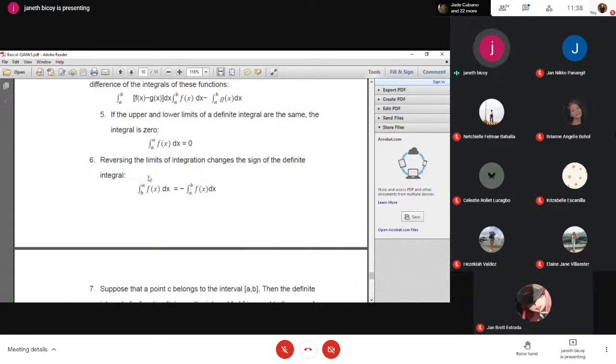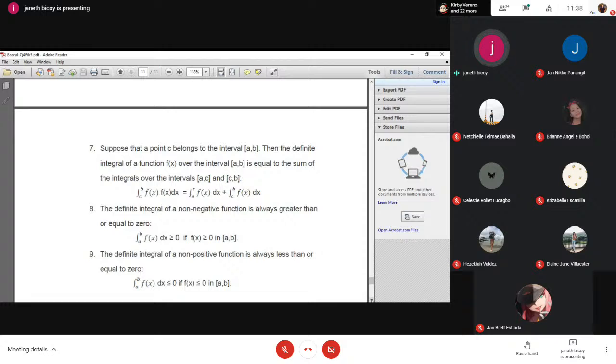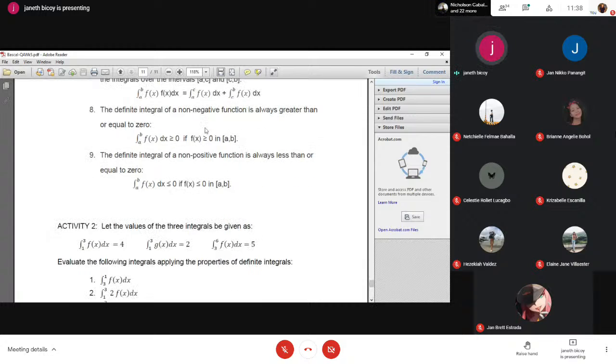Then reversing the limits of integration, say for example, b to a, changing it to a to b, you just prefix with a negative. So reversing the limits of integration changes the sign of the definite integral. Number 7, suppose c is between a and b, so the integral from a to b of f of x dx will just be equal to the integral of f of x dx from a to c plus from c to b. Take note, c is between a and b. Number 8, the definite integral of a non-negative function is always greater than or equal to 0. The definite integral of a non-positive function is less than or equal to 0.